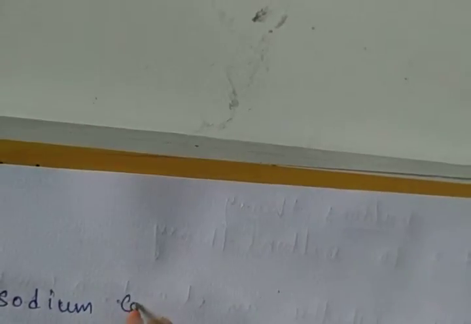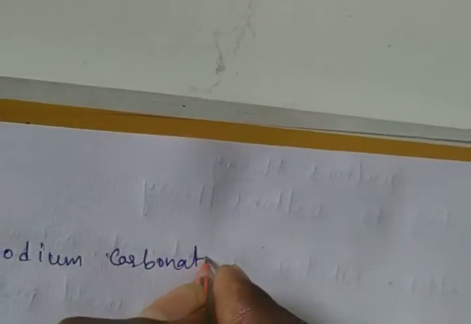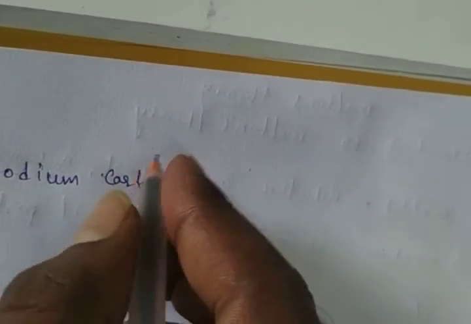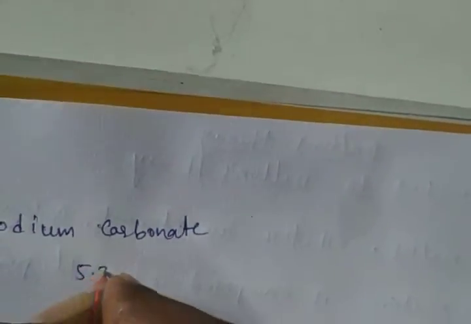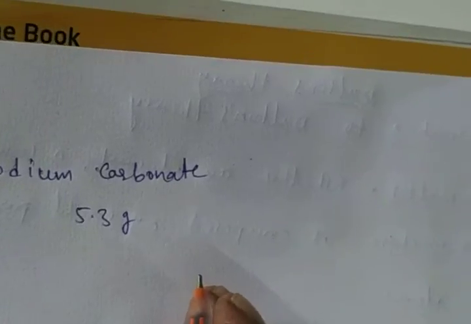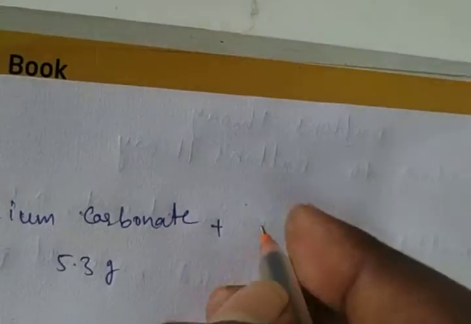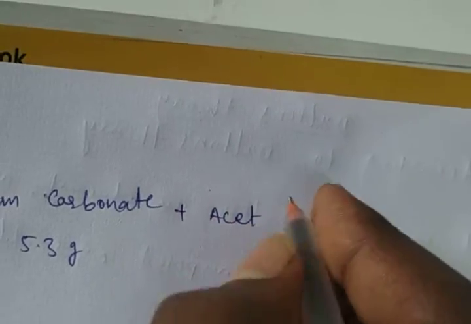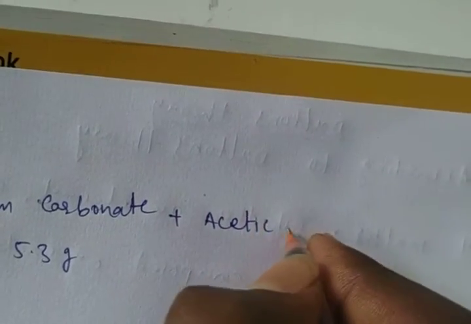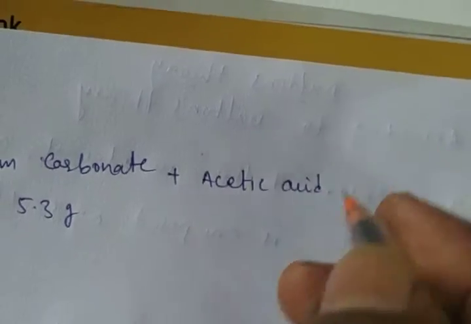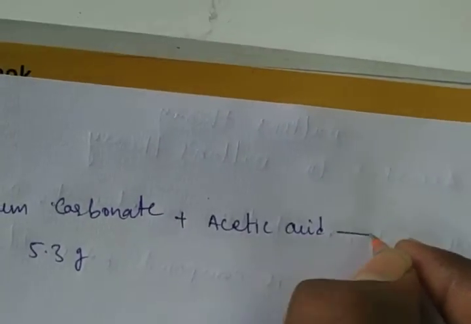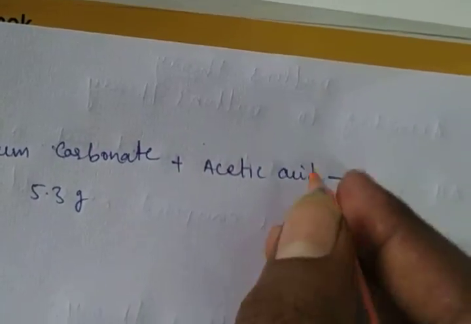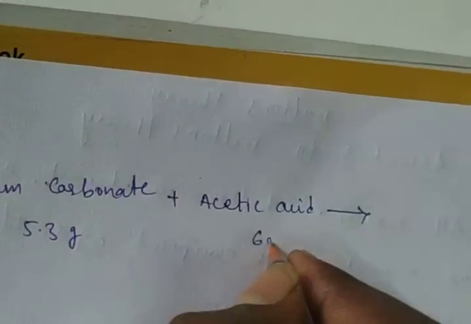Sodium carbonate, how many grams are given? 5.3 grams. 5.3 grams of sodium carbonate is reacted with acetic acid. What is the formula of acetic acid? CH3COOH. Acetic acid. How much acetic acid? 6 grams.